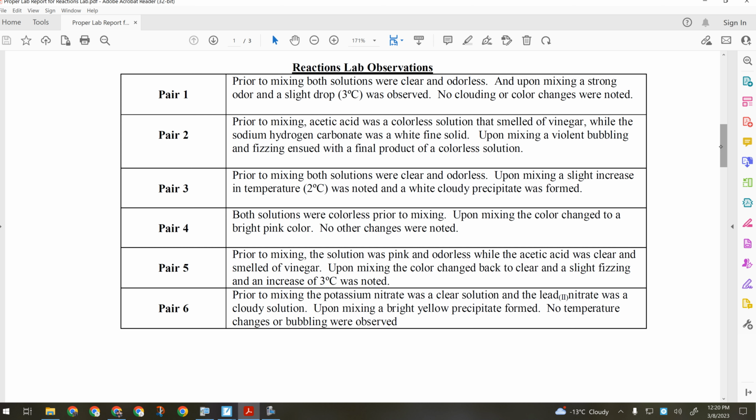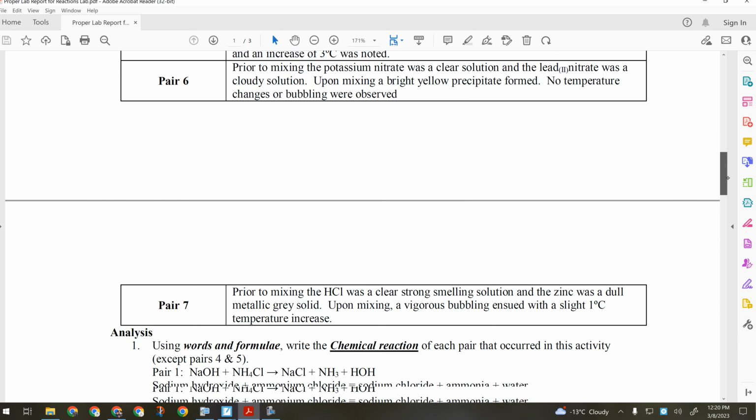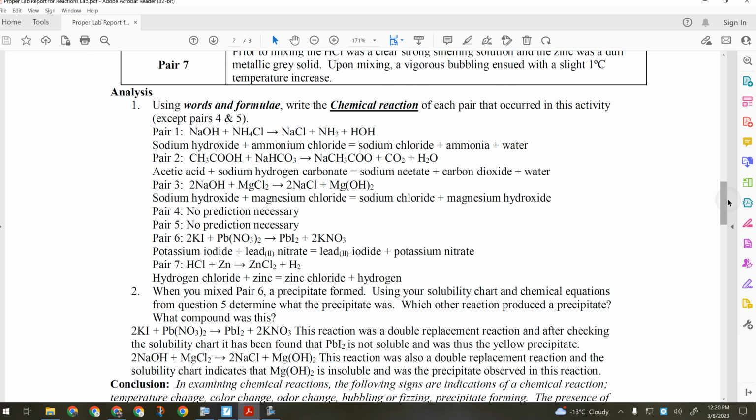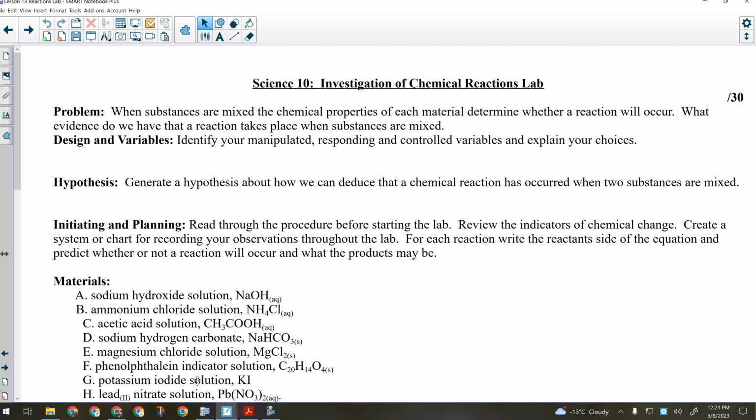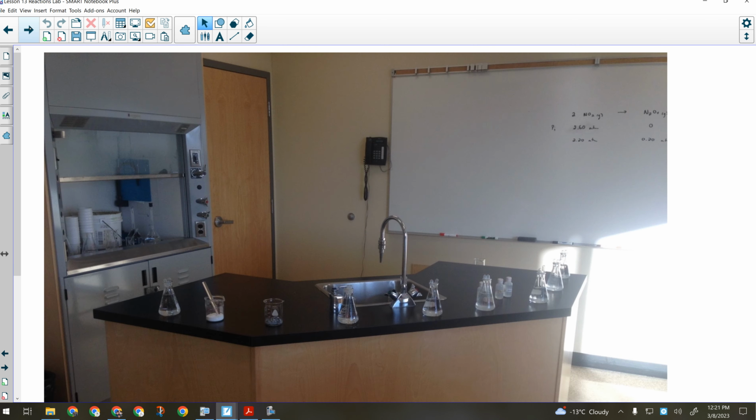Everybody following what I'm looking for there? All right, for the analysis, this was something that caught a few people, and I did mention this in class, words and formulae. I needed both forms for all of the reactions. I didn't always get that from everybody. So I'm just going to bring up the chart here so we can walk through it together.